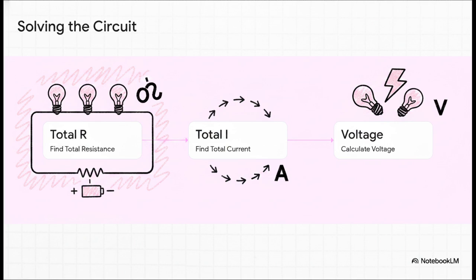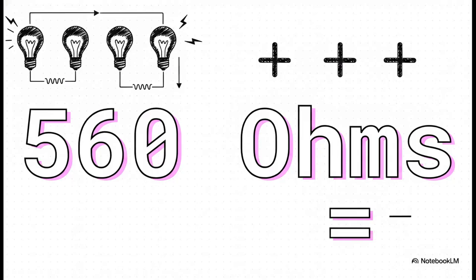Step 2, find the total current flowing through the circuit using Ohm's law. And step 3, calculate the individual voltage that each specific bulb receives. Step 1 is a total breeze. By simply adding the resistance of our 4 140 ohm bulbs together, so 140 plus 140 plus 140 plus 140, we get a total circuit resistance of 560 ohms.